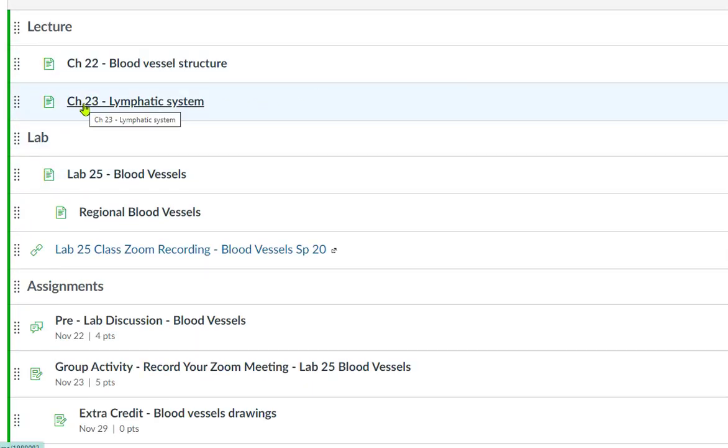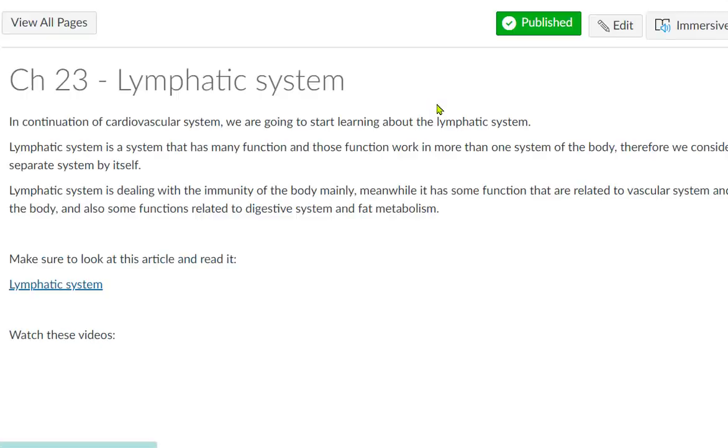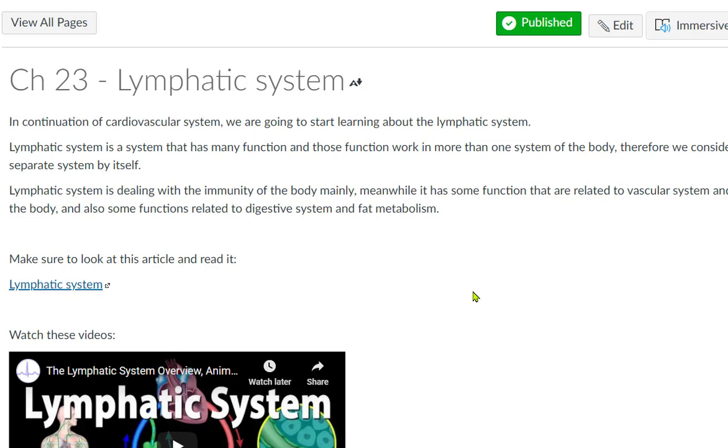Chapter 23 is the lymphatic system. We go over the lymphatic system next to the cardiovascular system, because the lymphatic system has several functions, and part of that is very related to the cardiovascular system. The lymphatic system is a big and important system of the body, and one part of its function is regarding the immunity of our body.